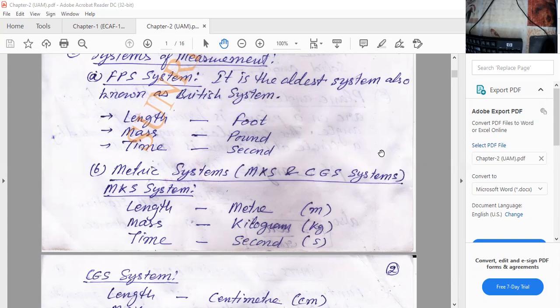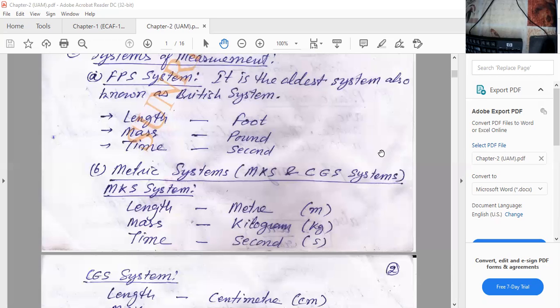So that's why, to reduce this complication, metric systems were introduced. The metric systems were of two types: the MKS system and the CGS system. In these two systems, every conversion or every bigger unit was a multiple of 10.